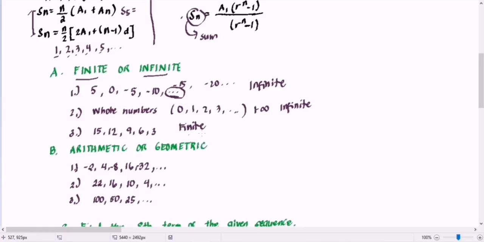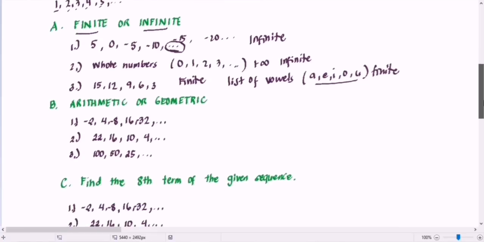Okay, ano pa example ng finite? Halimbawa, list of vowels. Okay, pag sabi list of vowels, yan lang ay A, E, I, O, U. So, yan ay finite kasi may katapusan. 5 lang talaga sila, hindi na sila pwede matagdagan. Okay? Now, I have here 3 sequences.